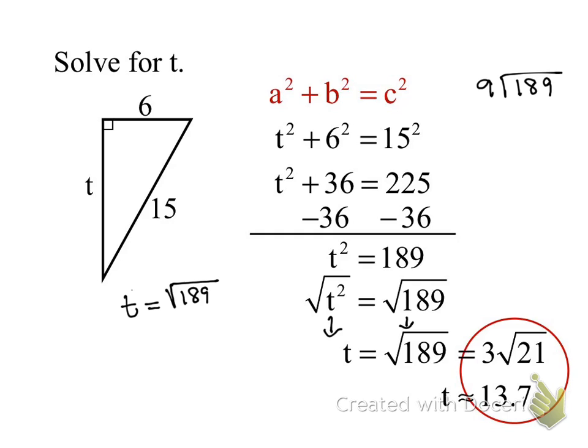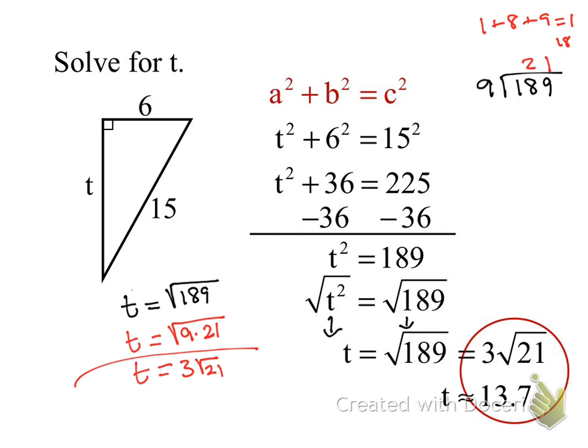So that's a divisibility rule. That's how I knew to choose 9. Because 1 plus 8 plus 9 equals 18, right? And 9 divides into 18. So that's how I knew to divide 9 in. 9 goes twice, right? And it goes once here. So isn't t equal to 9 times 21? And so isn't t equal to 3 rad 21? Do you understand that? So that's reduced radical. Okay?